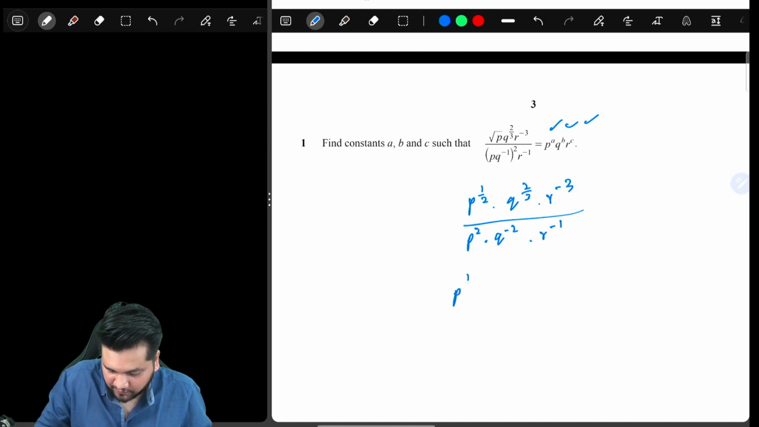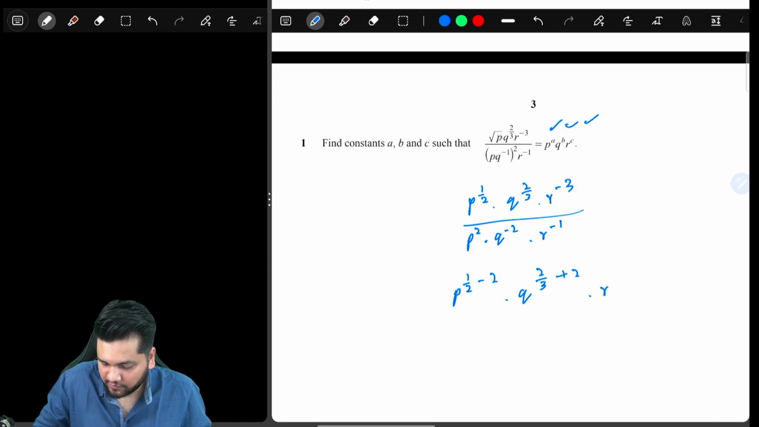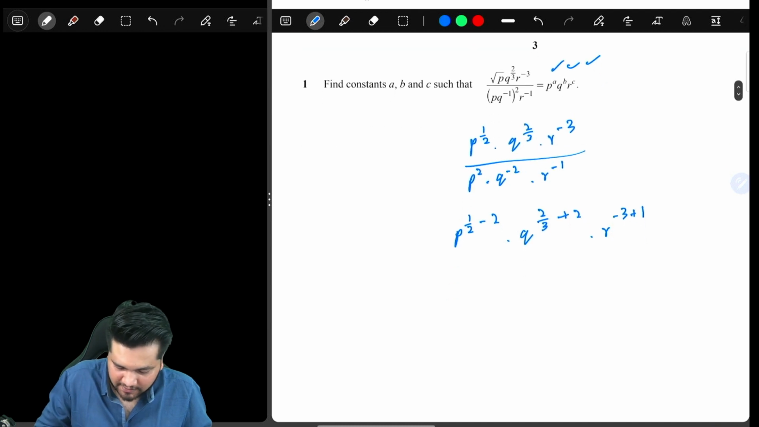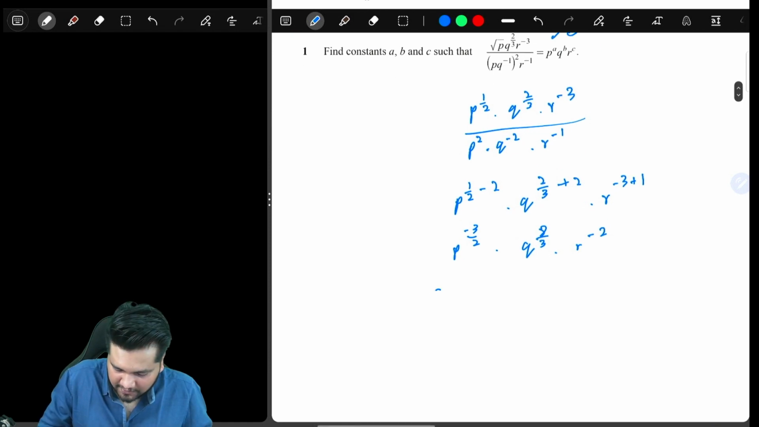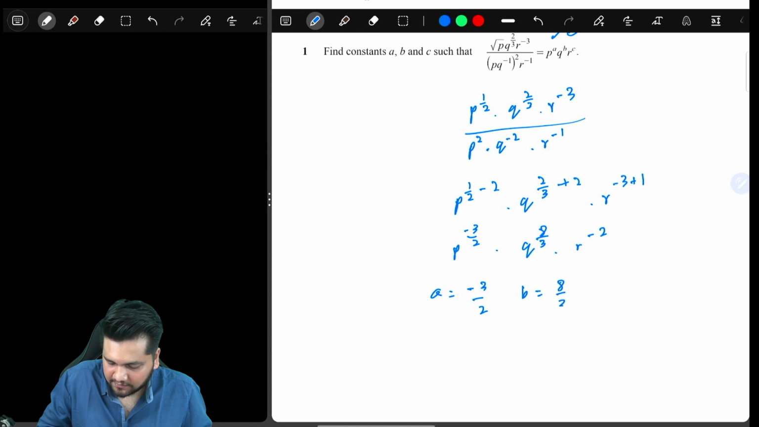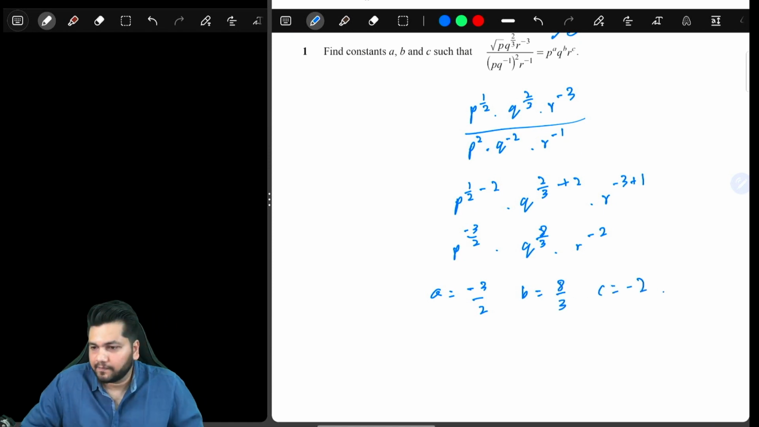So it's going to be P to the power of 1 by 2 minus 2 into Q to the power of 2 by 3 minus minus 2. So it's going to be plus 2 into R to the power of minus 3 plus 1. So at the end you will get P to the power of minus 3 by 2 into Q to the power of 8 by 3 into R to the power of minus 2. So the values of A, B and C would be A is equal to minus 3 by 2, B is equal to 8 by 3 and C is equal to minus 2.